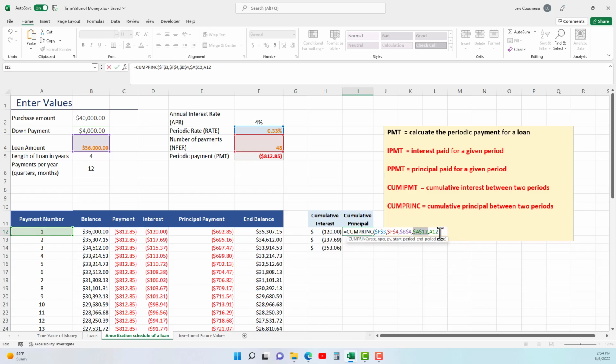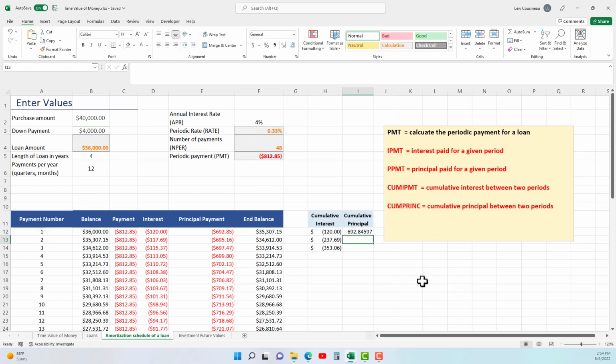There we go. And we do need to put in the type on these. Enter. So that is the principal payment. We will go ahead and format that with the $ sign. We can drag that down, and now I'll grab both of these. So at the end of the cum principal, it better equal 36,000 because that's how we know we've paid off the loan.